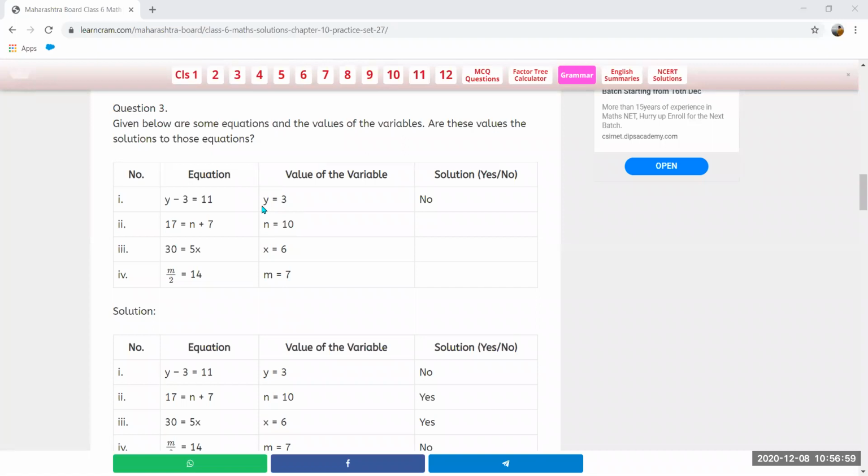Now here y minus 3 is equal to 11. So if y minus 3 is equal to 11, see how then y is equal to 3 is the correct value or not, that we are going to learn. Now y minus 3 is equal to 11. This is the question given, right?